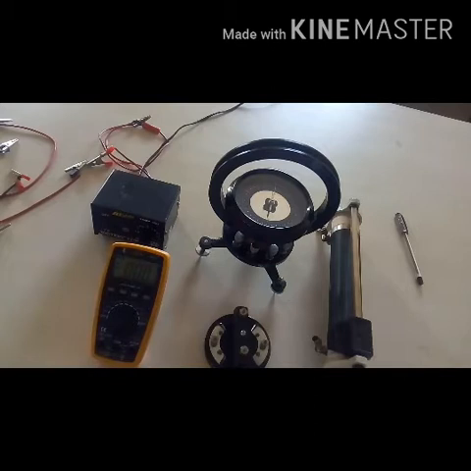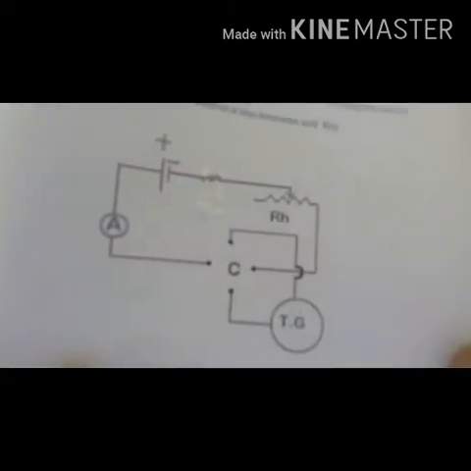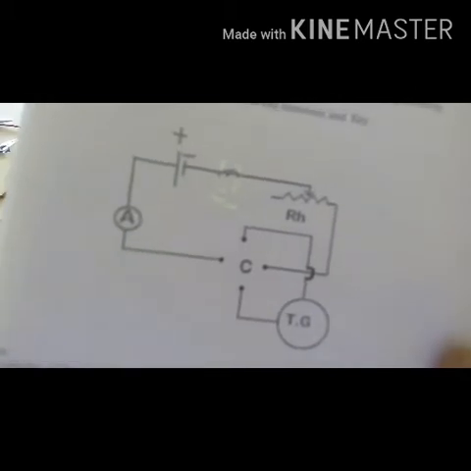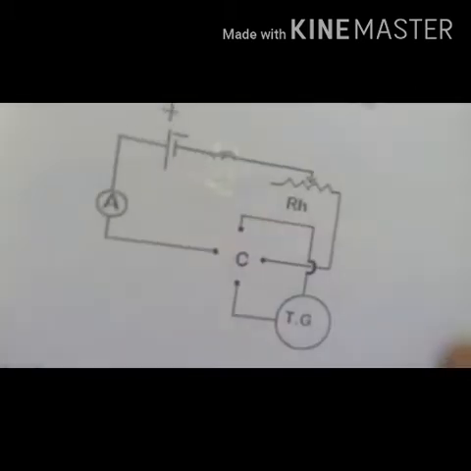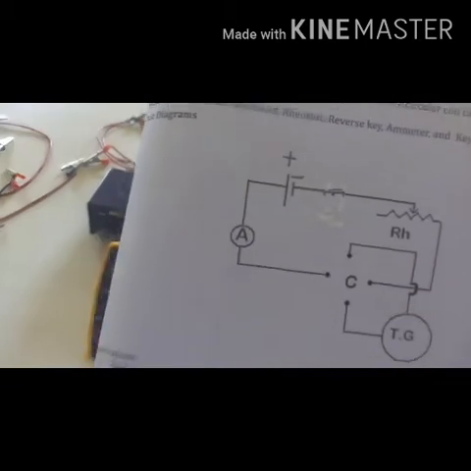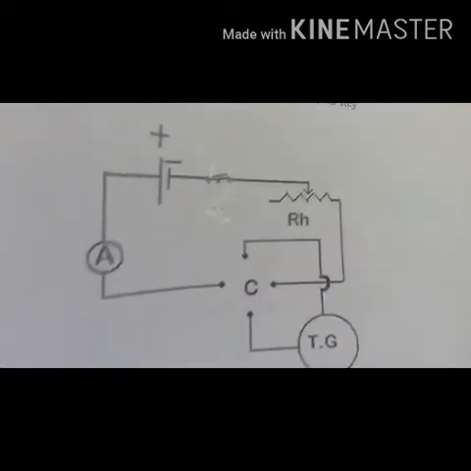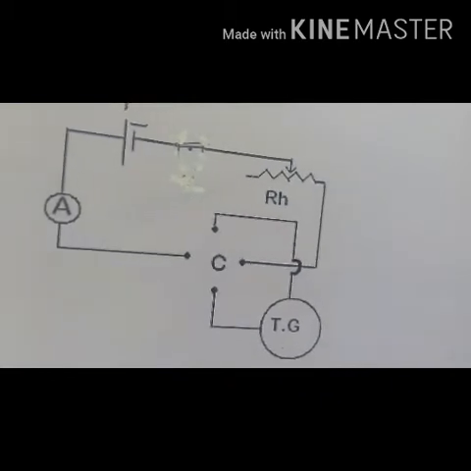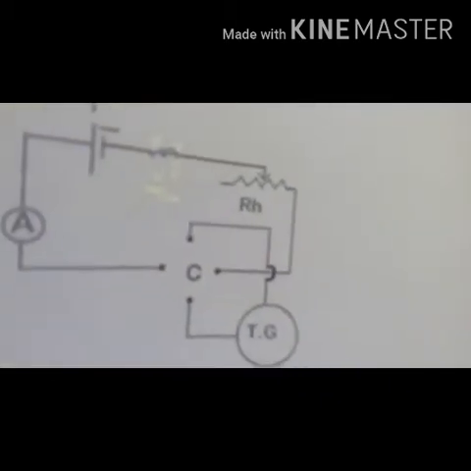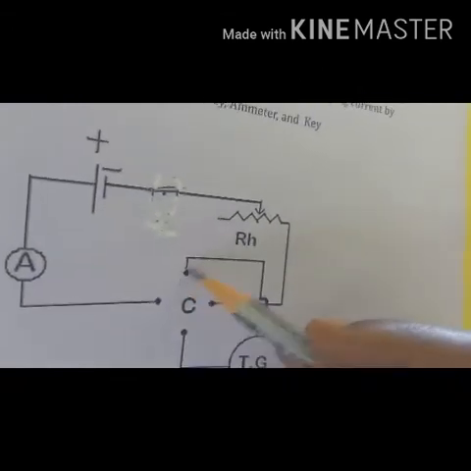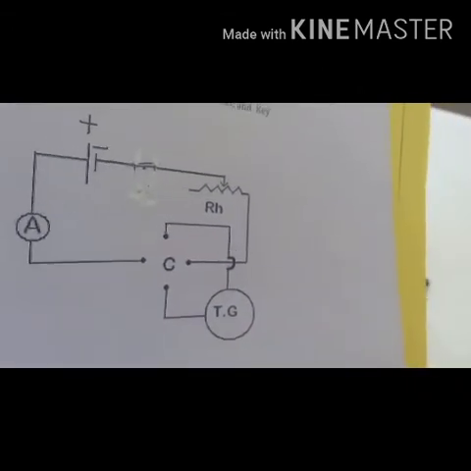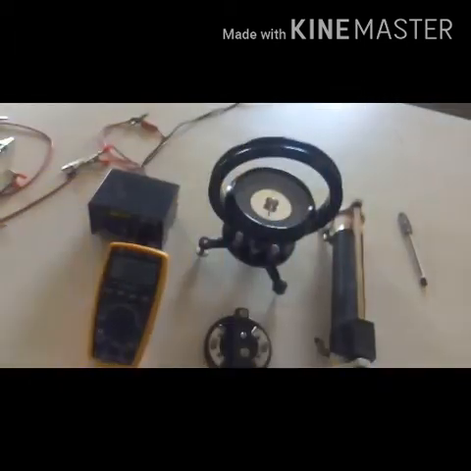You can see the circuit diagram. The battery positive point goes to the positive of the ammeter, and the negative of the ammeter goes to the commutator key, the opposite end of that goes to the rheostat lower end, and the rheostat upper end goes to the negative of the battery. And here two more points are there. These two connections go to the tangent galvanometer. That connection we will give now.